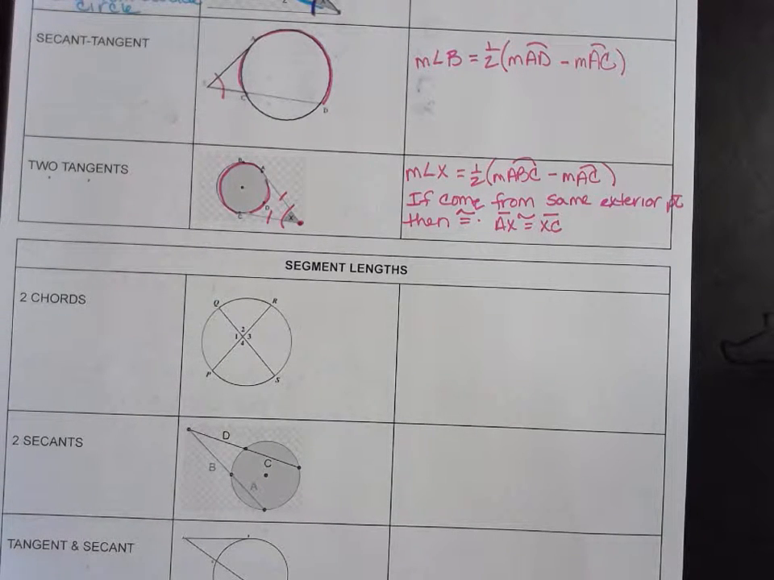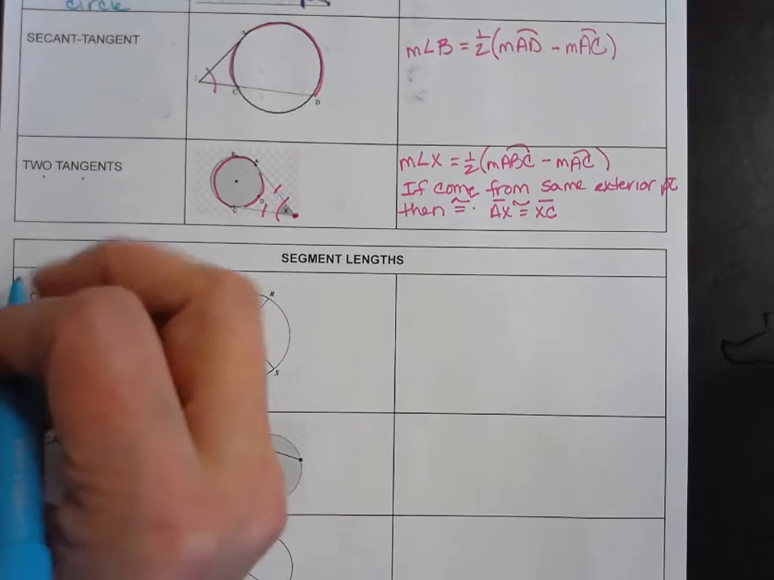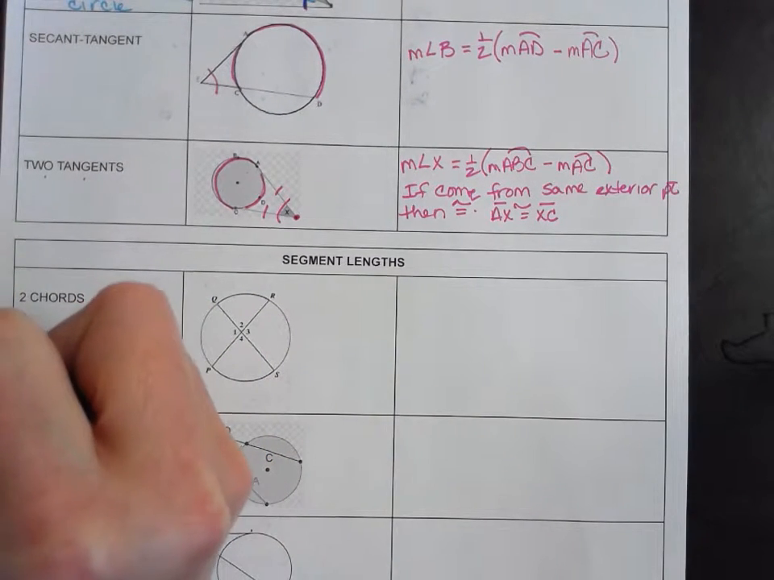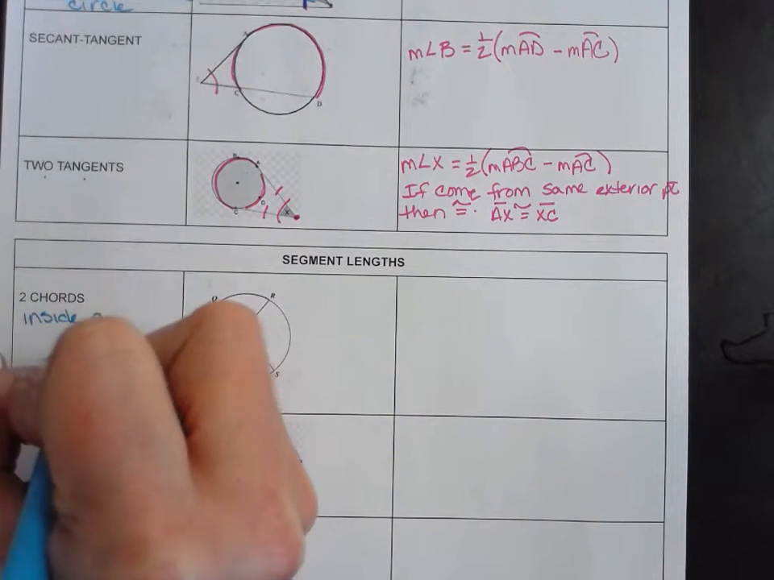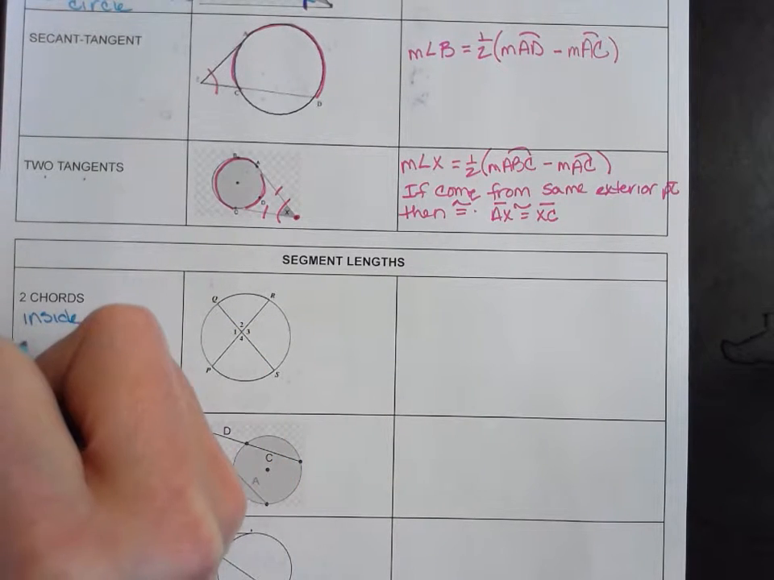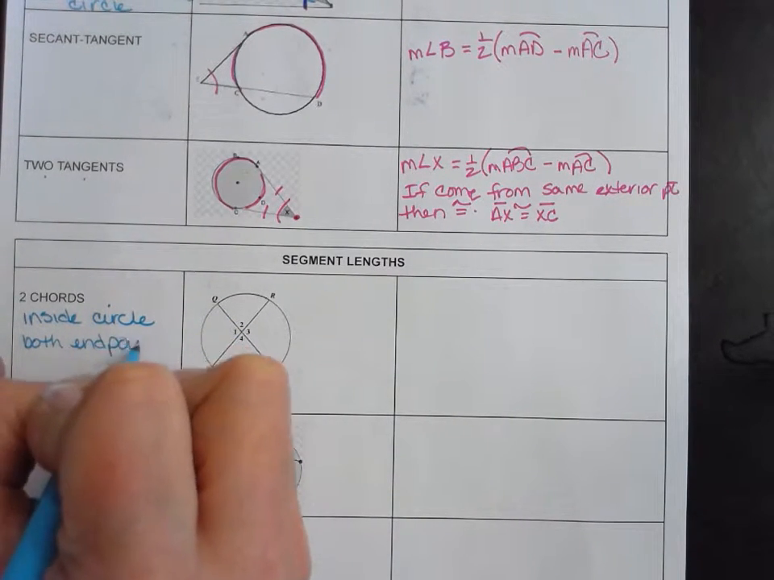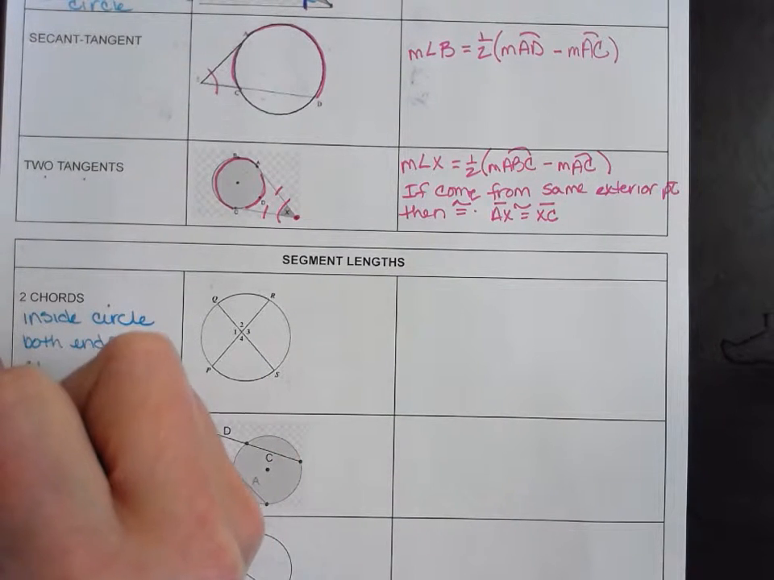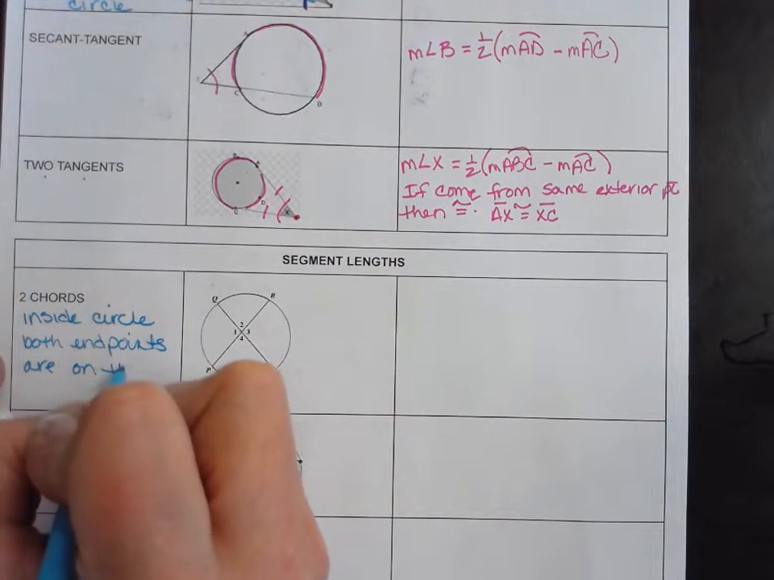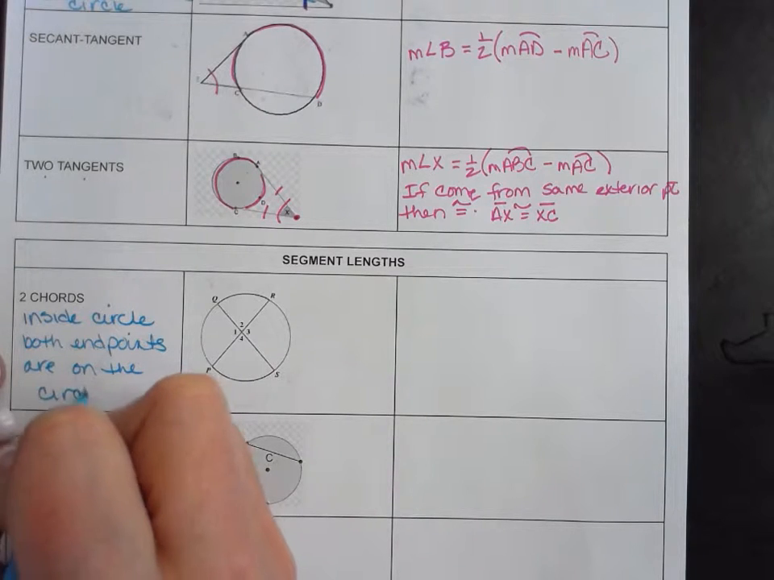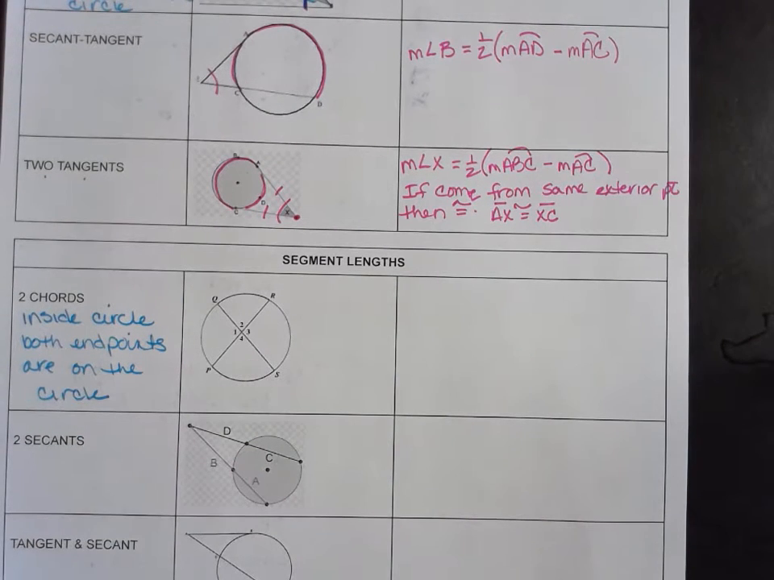Okay, what are chords? Isn't that like from one point to the other point goes straight through the circle? Yes. So they're inside the circle, and both endpoints are on the circle. Perfect.